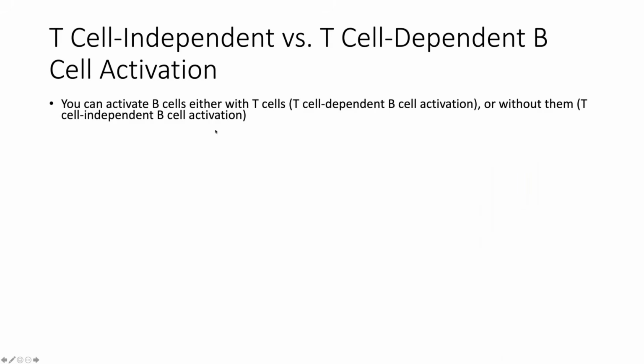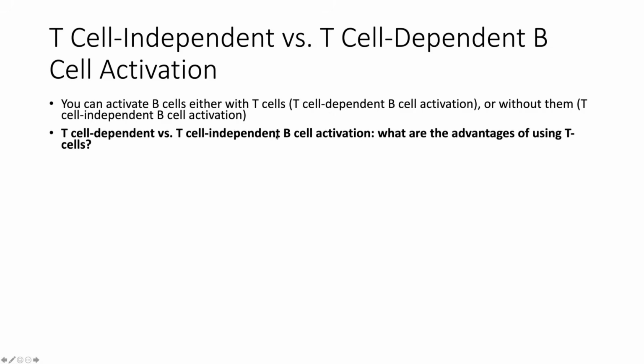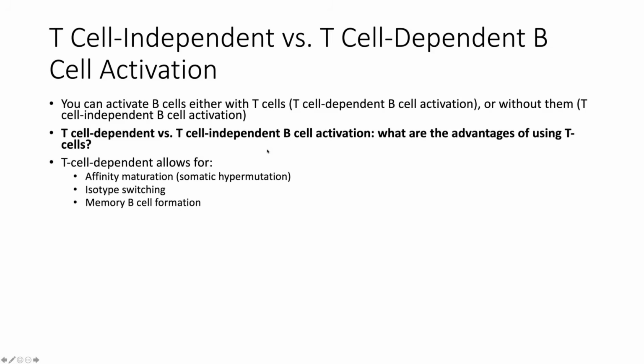So Joni, as a bit of background, you can activate B cells either with the help of T cells, which we call T cell dependent B cell activation, or without them, which we call T cell independent B cell activation. So what are the advantages of using T cells? Most people don't know this. There are 3 advantages. It allows for affinity maturation, which is sometimes called somatic hypermutation, isotype switching, which is switching from IgM to IgG or IgA or other isotypes, and then memory B cell formation.